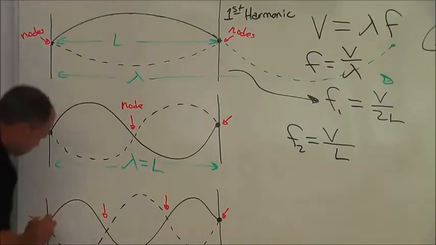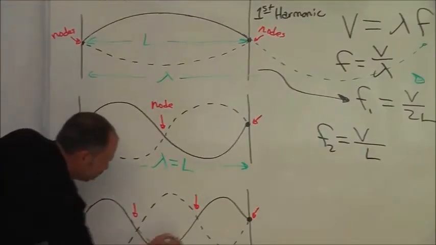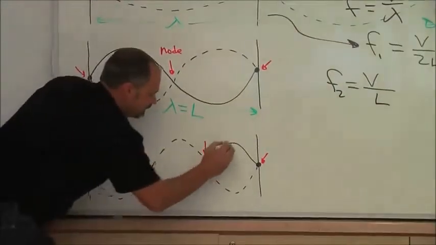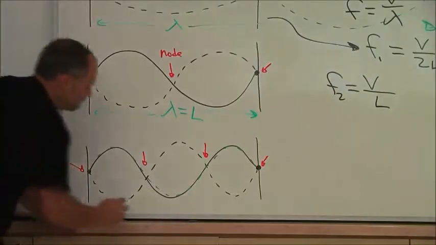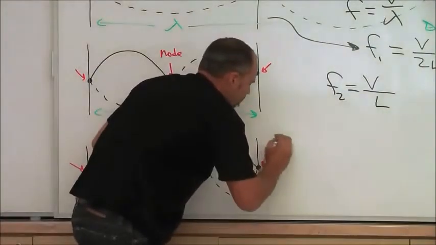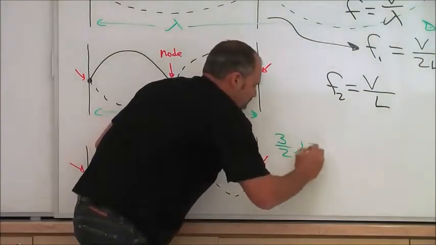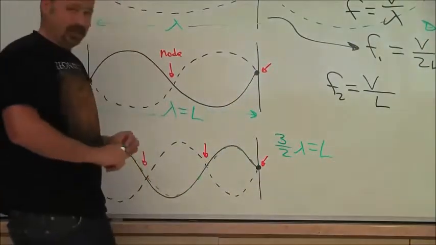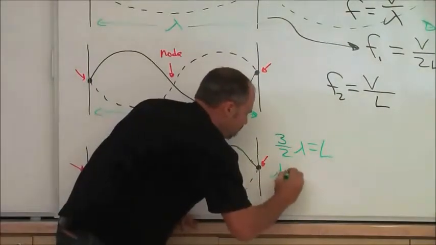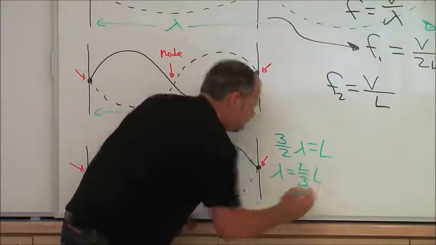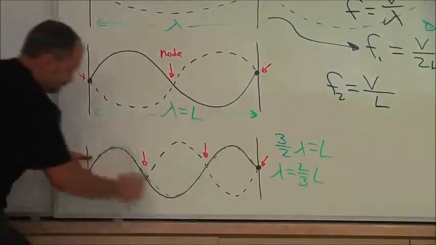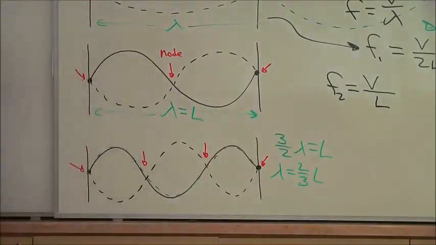Now let's look at the third possibility. Well, third possibility, we have one wavelength and a half. So here, 3/2 of a wavelength is equal to L, the length of the string. Therefore, one wavelength is 2/3 of the length, and that makes sense. This is 2/3 of the way to the other side.